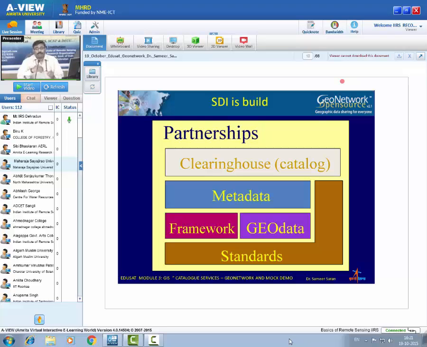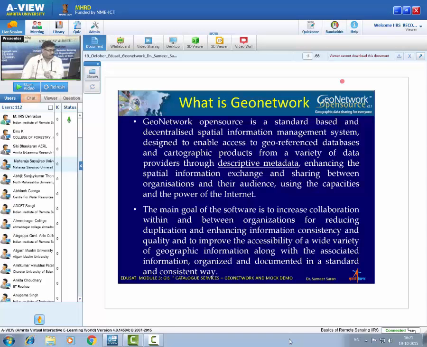So that is the mechanism which is followed under the spatial data infrastructure. Now, if there is a set of organizations working on certain projects, and they want the data to be shared among themselves, there will also be some sharing and exchange mechanism.